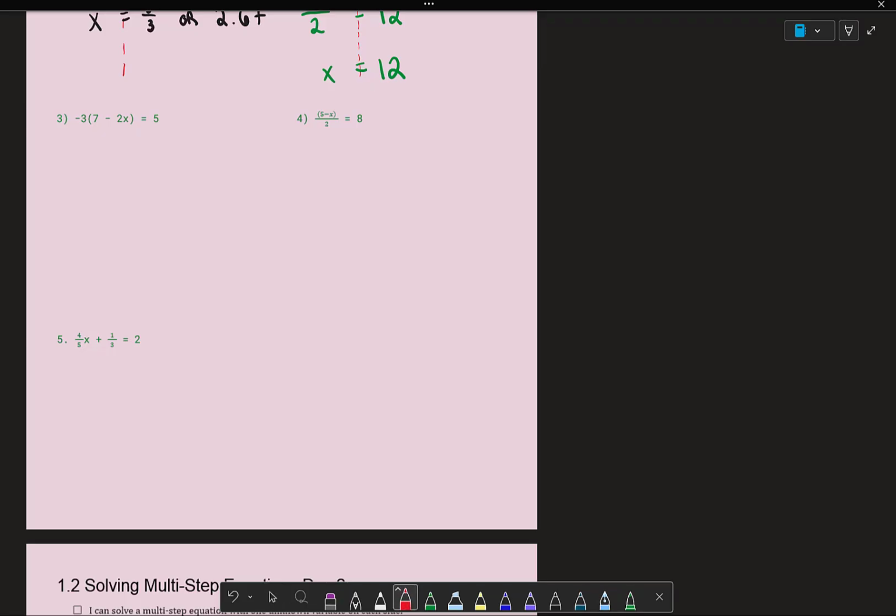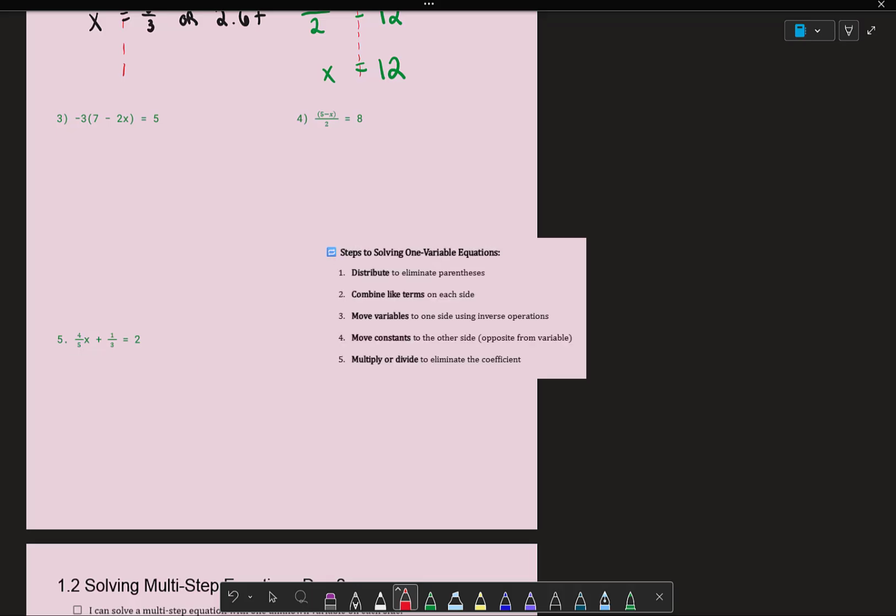Example 3. So let's go through the steps. Step 1, distribute to eliminate parentheses. We do have parentheses, so we need to distribute the negative 3. Negative 3 multiplied by 7 is negative 21, and negative 3 times a negative 2x is a positive 6x. Negative times a negative gives us a positive. So that is step 1, distribute to eliminate parentheses.